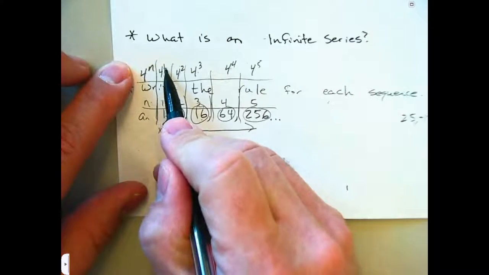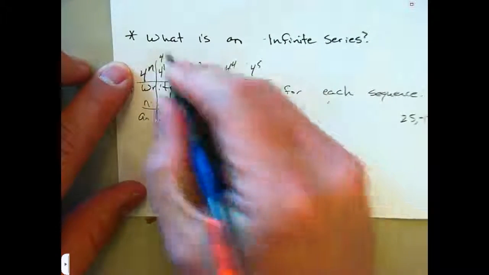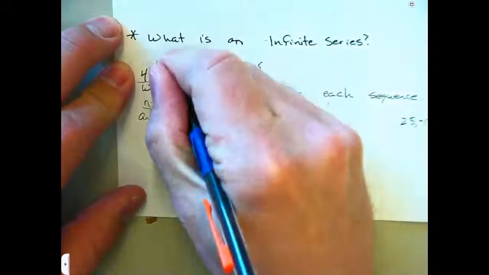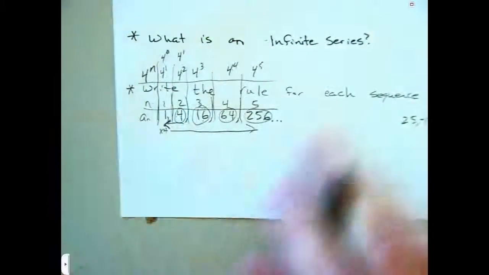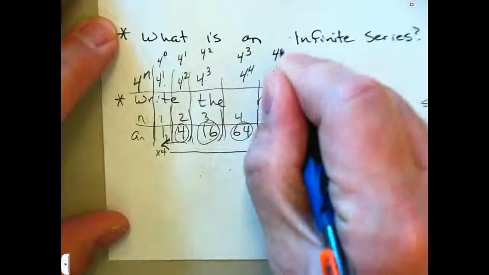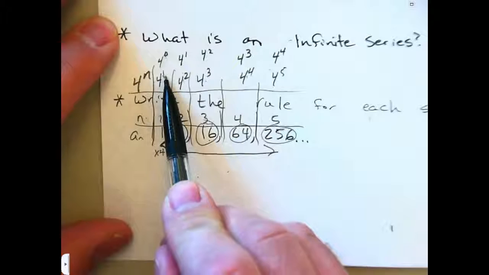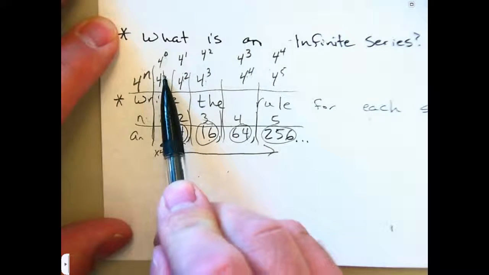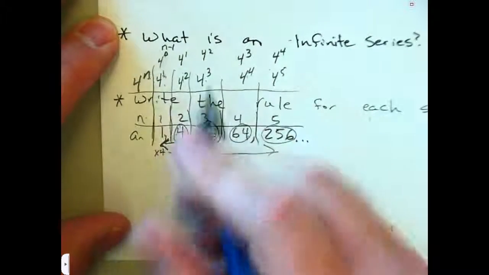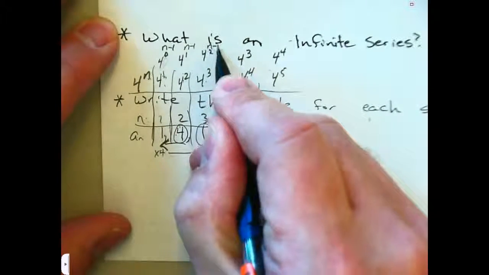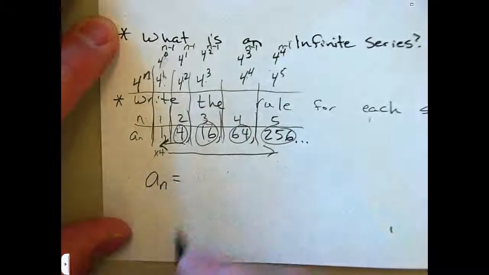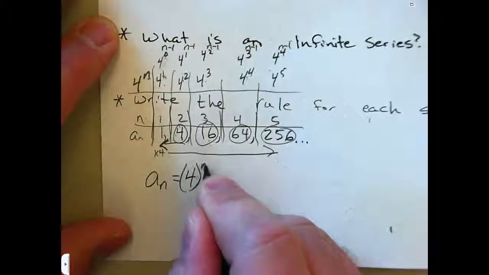Like if we want this to be, we really want this to be a 2 right here. We'd like it to be a 0 right there, 4 to the 0 power. And we really want this to be 4 to the first power. And we really want the other one to be 4 to the second, and 4 to the third, and 4 to the fourth. So what are we doing to this number each time? We're subtracting 1. And that number represents n. So we're taking n, and we're subtracting 1. That's what this represents. And that then shifts that bottom row. So this is saying a sub n is equal to 4 to the n minus 1 power.